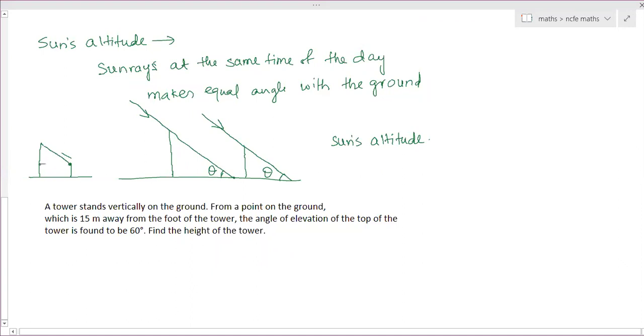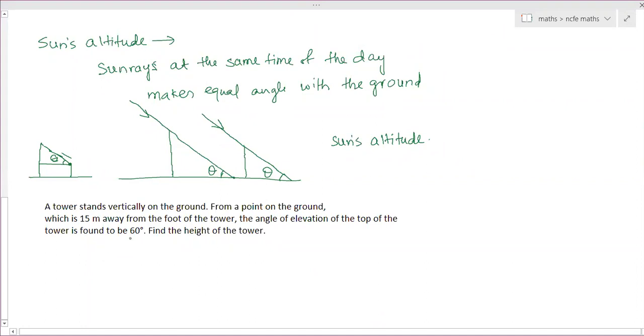For that point again we have to draw the horizontal line, and this is the angle. Always the angle made by the line of sight with the horizontal line is important. So this is angle theta, that is the angle of elevation. If the height of the person is given, we have to consider it, and the line of sight will be from the height of the person. But if the height of the person is not mentioned, then we consider the person as a point on the ground exactly.